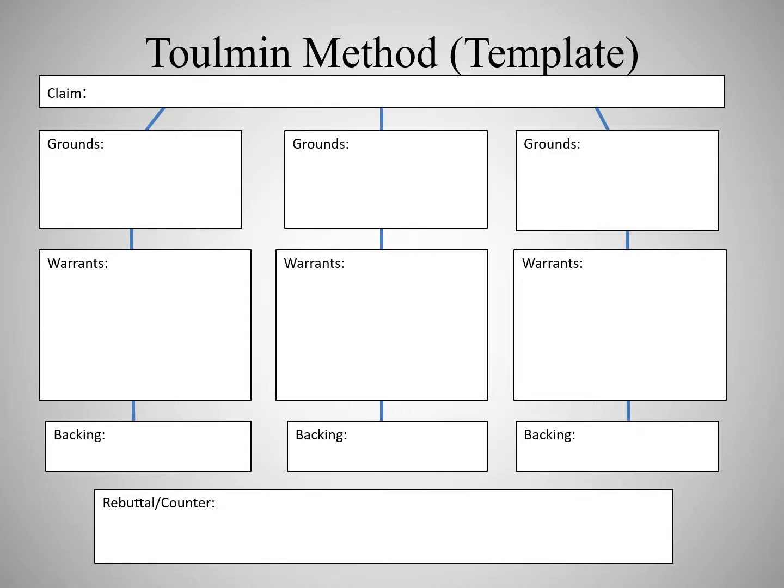Here's a diagram to show you the breakdown of the Toulmin method. At the top is your claim, which is your thesis and position. The grounds beneath are the basis for your topic sentences. The warrants are the facts, examples, and source details that support your topic sentences and thesis. The backing is your analysis and explanation. The rebuttal and counter is the other side of the argument in relation to your position.